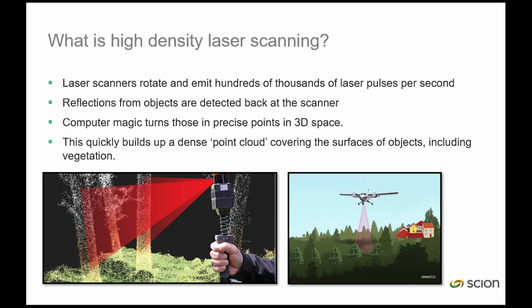So the scanner emits non-visible light pulses which reflect at the surface of an object and then turn back to the scanner. And based on mathematical processes, the location of the point of reflection is stored as a point in three-dimensional space. This results in a point cloud, which is covering the surface of objects, and in our case, vegetation.